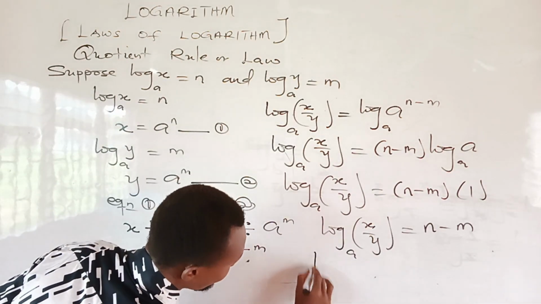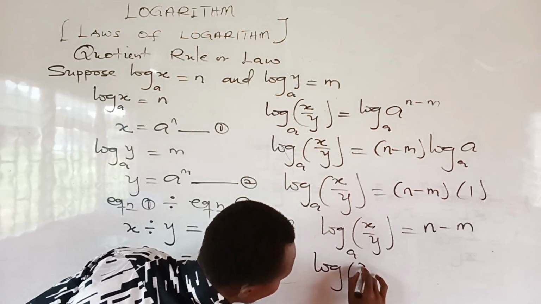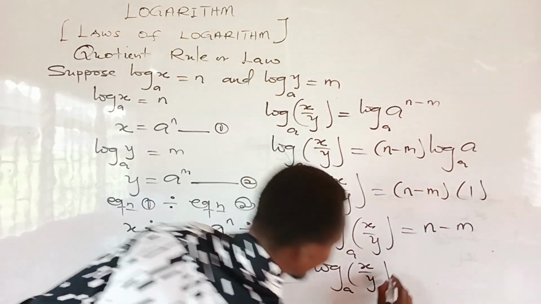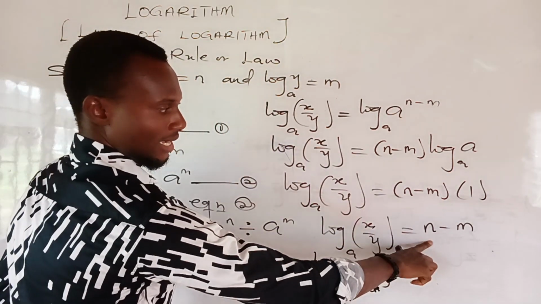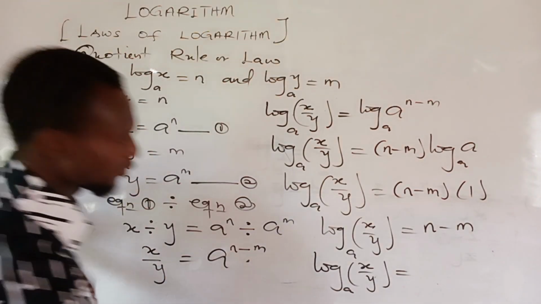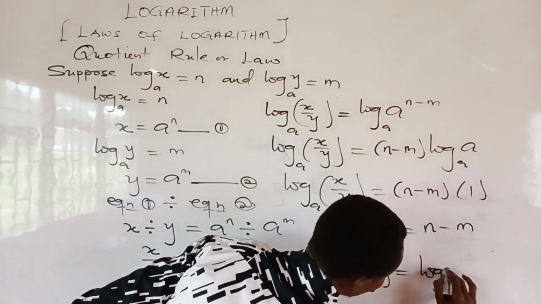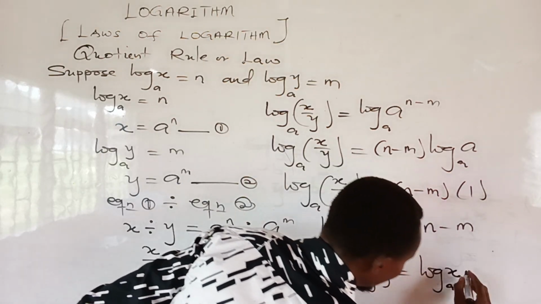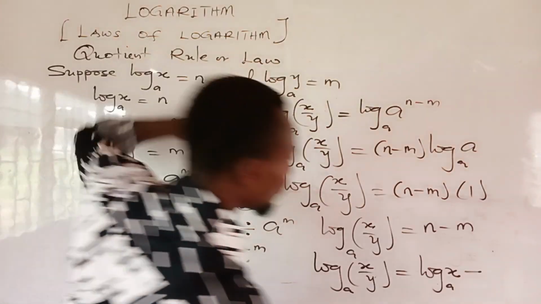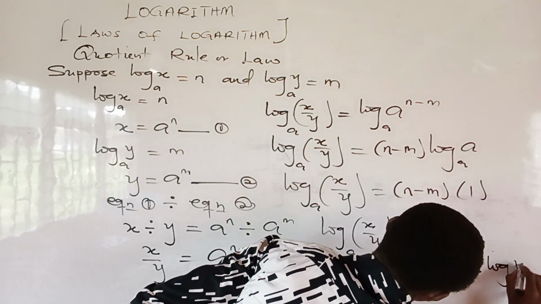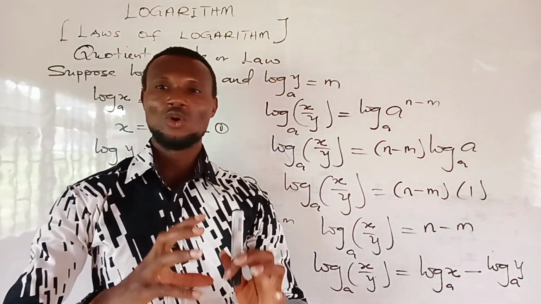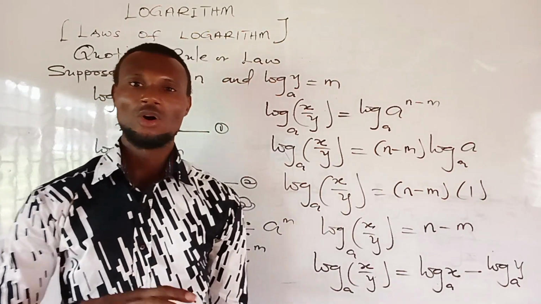So I'm going to have log s over y to the base a. I hope you can see. Good. Equals, I'm seeing n here. And what's the value of n? Log s to the base a. So I'm going to put it there. Log s to the base a. Bring your minus sign. And the value of m is given to me: log y to the base a. Okay, and this is the quotient rule or law of logarithm.